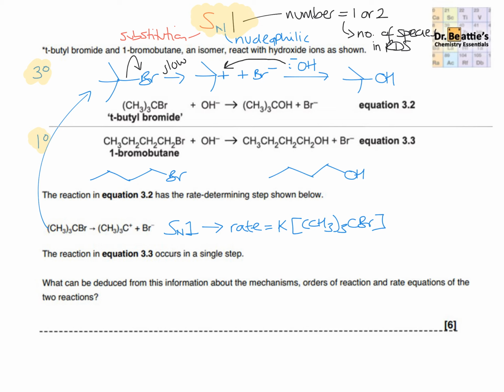Now, the reaction in equation 3.3 is the primary haloalkane converting to the primary alcohol. We're told it occurs in a single step. So we have to come up with a mechanism that combines both the haloalkane and the hydroxide all in one step to produce our product and the bromide separately. Now this is typical of the year 1 mechanisms that you learn for haloalkanes. It'll be this mechanism that is less familiar for most students.